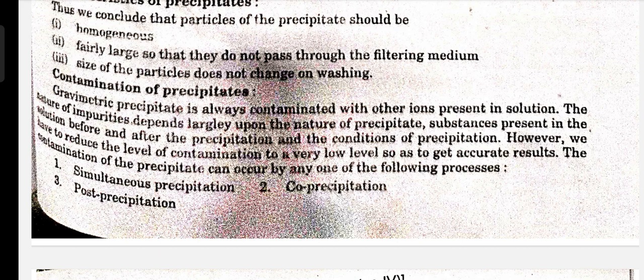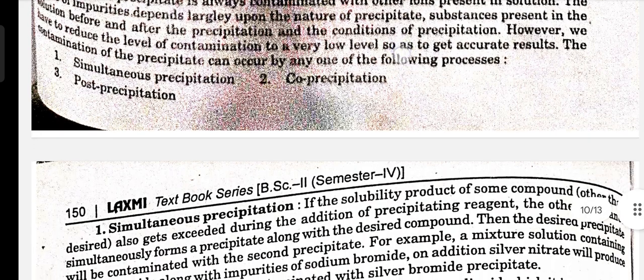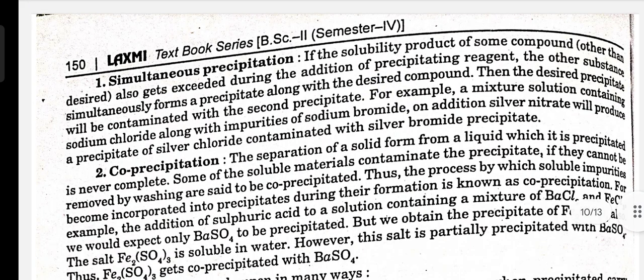Number 1, simultaneous precipitation. Number 2, co-precipitation. Number 3, post-precipitation. Number 1, simultaneous precipitation. If the solubility product of some other compound also gets exceeded during the addition of the precipitating reagent, the other substance simultaneously forms a precipitate along with the desirable compound, and the desired precipitate will be contaminated with the second precipitate. For example, a solution containing sodium chloride along with impurities of sodium bromide, on addition of silver nitrate, will produce a precipitate of silver chloride contaminated with silver bromide precipitate.